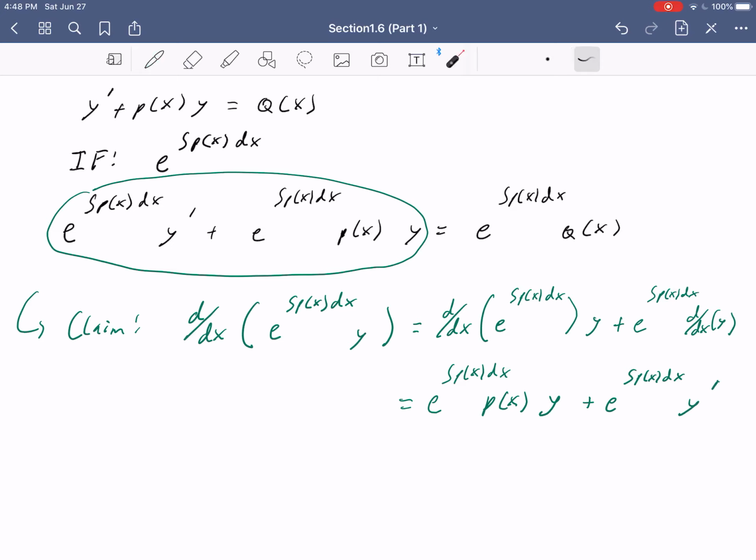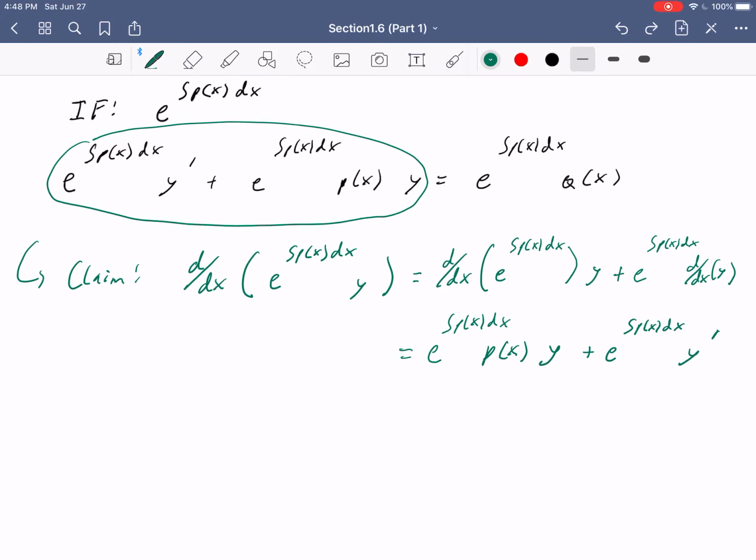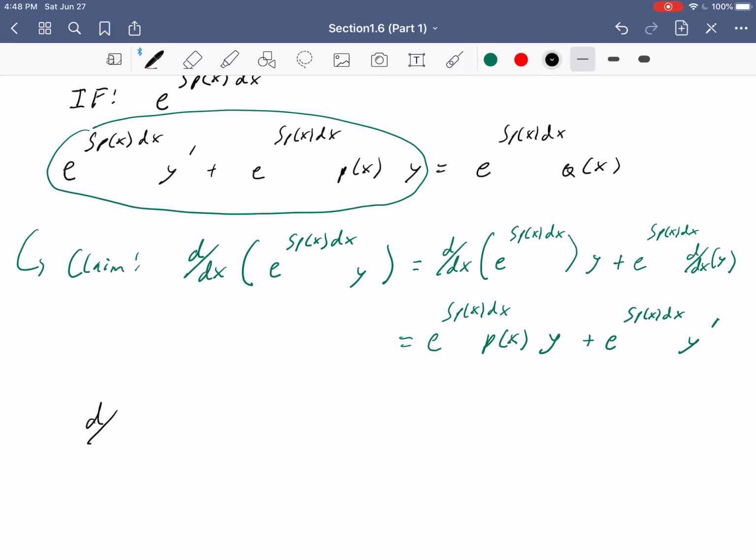So we notice that this left-hand side is actually the derivative with respect to x of this product. So this integrating factor is exactly what we need to multiply both sides by to make the left-hand side equivalent to the derivative of this product. So what's the advantage of this? Well, that means we can rewrite this as this derivative. We can now say that the derivative with respect to x of e to the integral p(x) dx y is equal to this crazy e to the integral p(x) dx q(x).